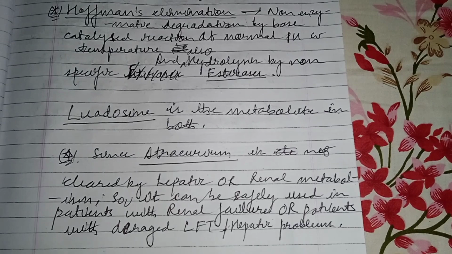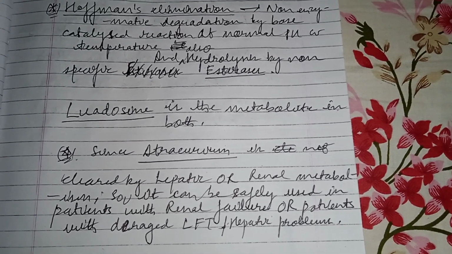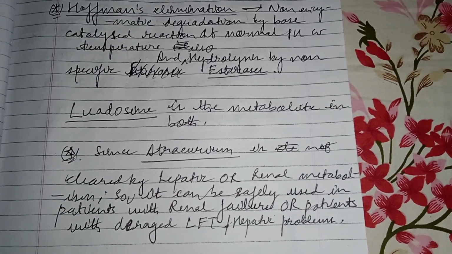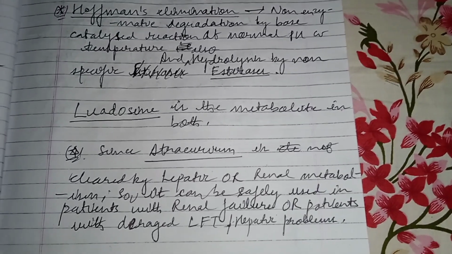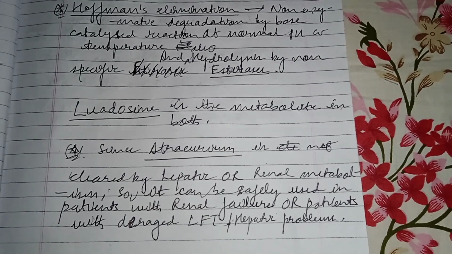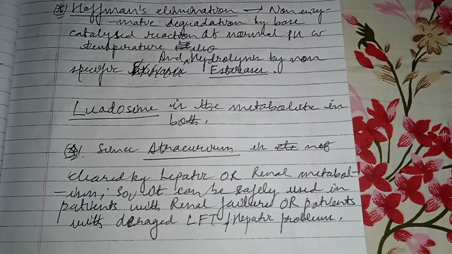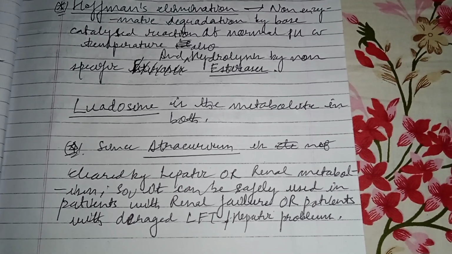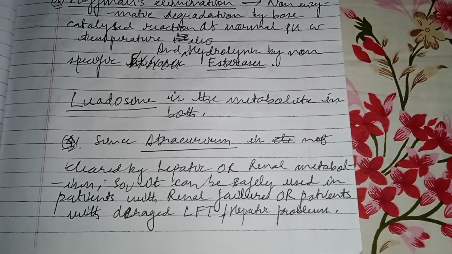Since Atracurium is not cleared by hepatic or renal metabolism, it can be safely used in patients with renal or hepatic failure. It means Atracurium doesn't follow the hepatic or renal clearance pathway. It is just eliminated by Hofmann elimination. Hence it can be used safely in patients with renal failure or with deranged LFTs or hepatic problems.